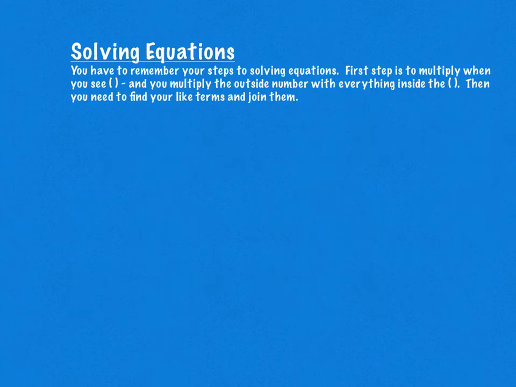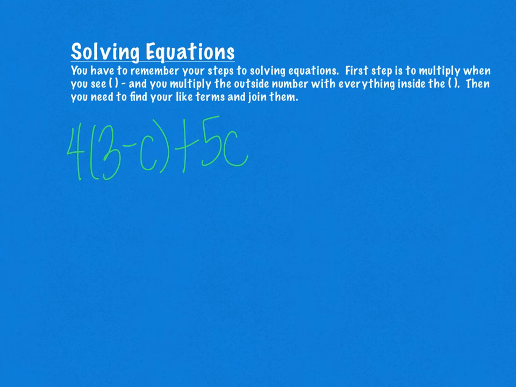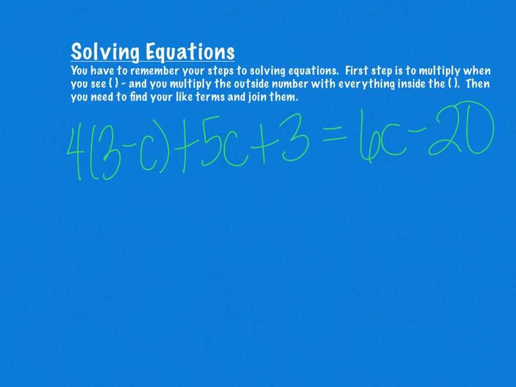The next problem that I gave as an example was 4 parentheses 3 minus c plus 5c plus 3 equals 6c minus 20. Okay, so I notice right away that I do have parentheses, so I have to multiply that out first. So I'm going to multiply the 4 times the 3 and then the 4 times the negative c.